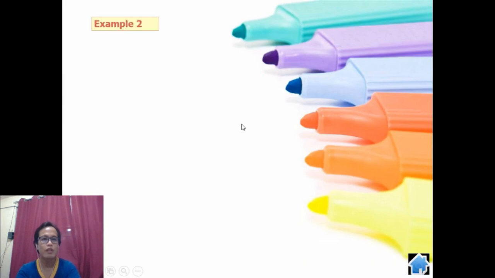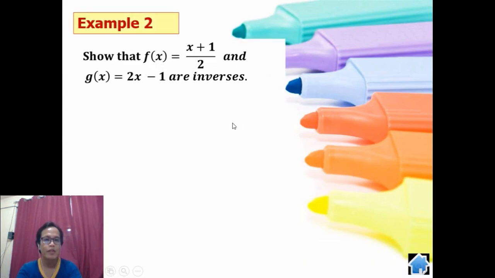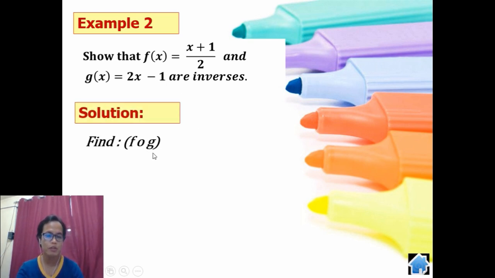So, let's proceed to the next example. For example, we want to validate if the function f of x equals x plus 1 over 2 is an inverse of the function g of x equals 2x minus 1. So, we'll try to validate if these two functions are inverses. So, the same process as earlier. We will find first the composition of the functions f and g. So, first, write the first function f, which is x plus 1. This is our f, x plus 1.